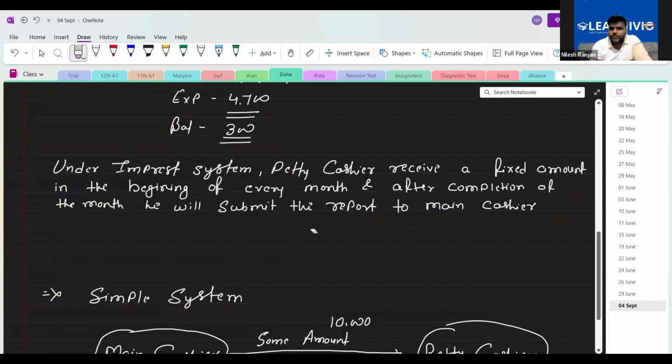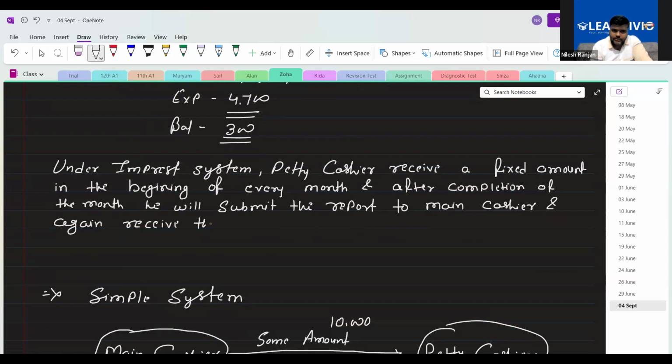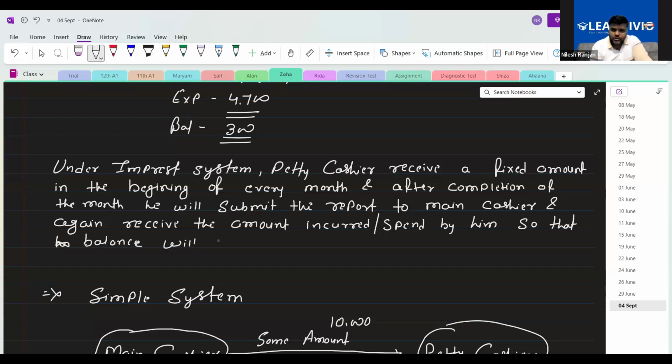Okay. So after completion of the month, he will submit the report to the main cashier, and again receive the amount incurred by him, or spent, so that the balance will be equal to the fixed amount.